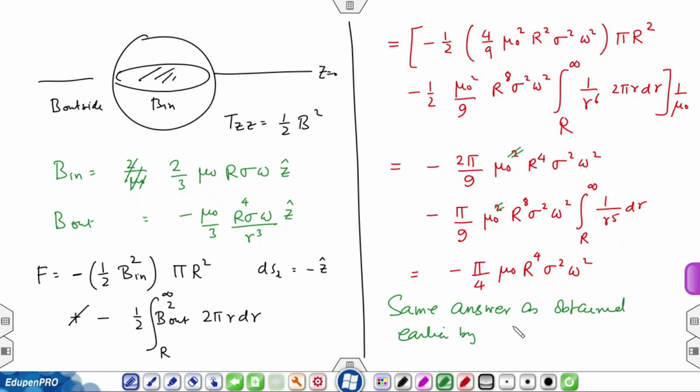By calculating ds k cross b n plus b out divided by 2. So, we have done this calculation of the force on one hemisphere through Maxwell's stress tensor by calculating the force on this entire volume due to the stress tensor generated on its surface.